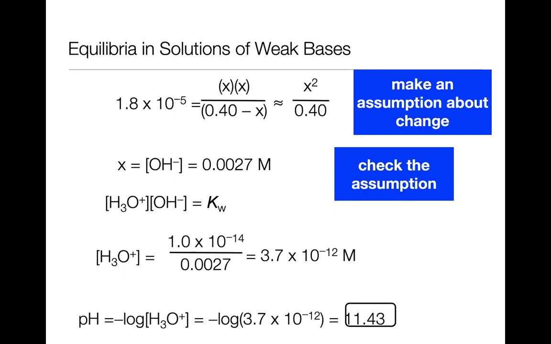Stop, ask yourself, does that make sense? It does. I have a weak base. So my pH should be above 7 for a basic solution, and 11.43 is. It's fairly strong-ish as a base, but it's definitely not strong at all. A strong base would be like pH 14 or 13. We're at 11. So we're a weak base, and that makes sense.